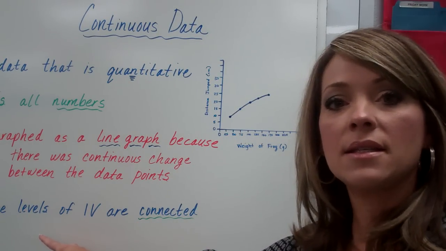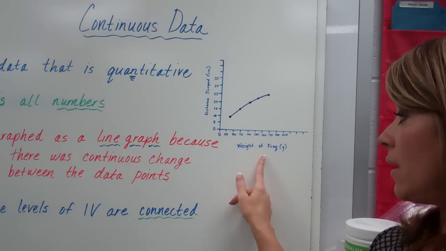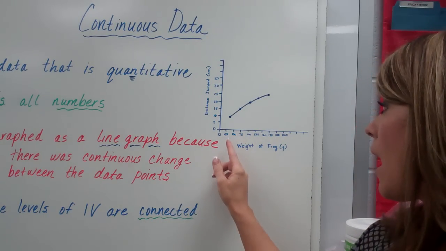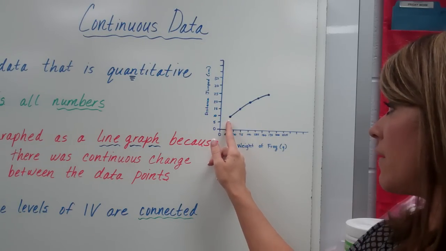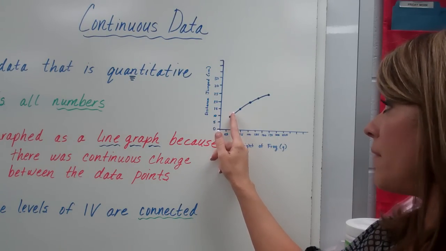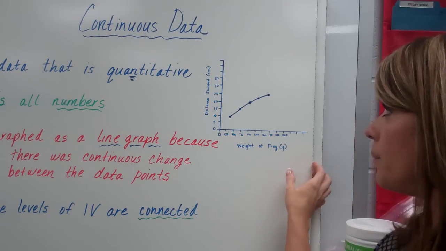So in this case, the levels of your independent variable here are connected. There can be something in between them. I could have, instead of weight of the frog, instead of having a frog that weighed about 30 grams, I could have tested one that weighed about 50, and I could have had a data point there.